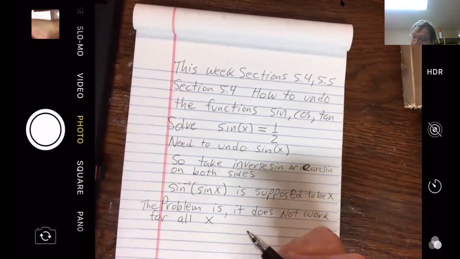Unlike square root of x squared, which works for all x, and ln of e to the x works for all x.